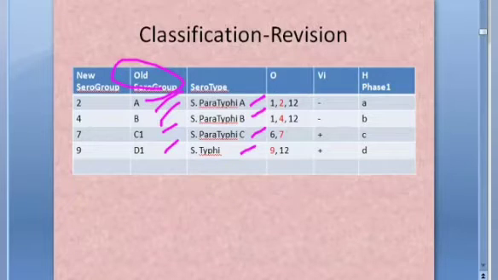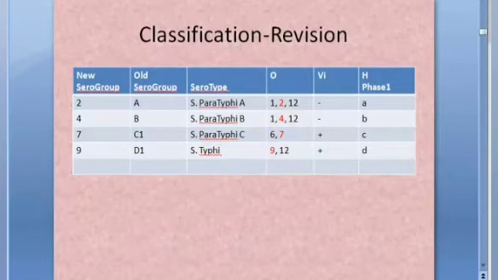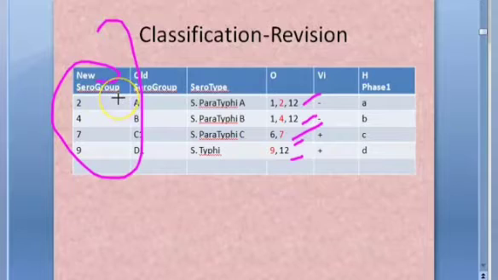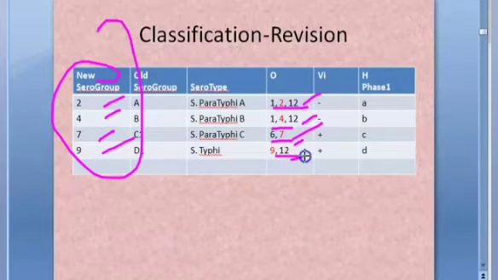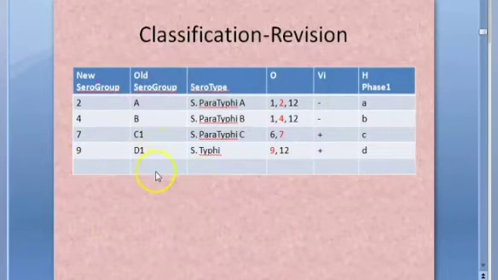Now, look at the O antigen. Here you have 2, 4, 7 and 9. The new serogroup is based on the unique O antigen, 2, 4, 7 and 9. Here you can see 2 is unique here, 4 is unique here, 7 is unique here, 9 is unique here. 12 is shared, 1 seems to be shared, and 6 is there in Salmonella paratyphi. Anyway, based on the O antigen, you have the new serogroup 2, 4, 7, 9, whereas the old serogroup was A, B, C1, D1.